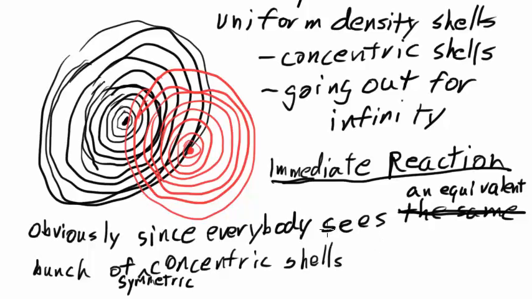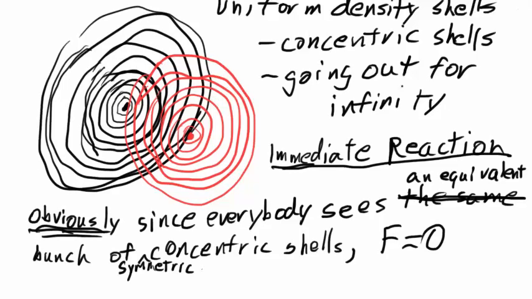Obviously, since everybody sees an equivalent bunch of symmetric concentric shells, the force on each observer in this system is going to be 0. I would say that was obvious, except that a large number of really well-trained cosmologists disagree with this. Okay, they disagree with this. I think I can actually prove it.